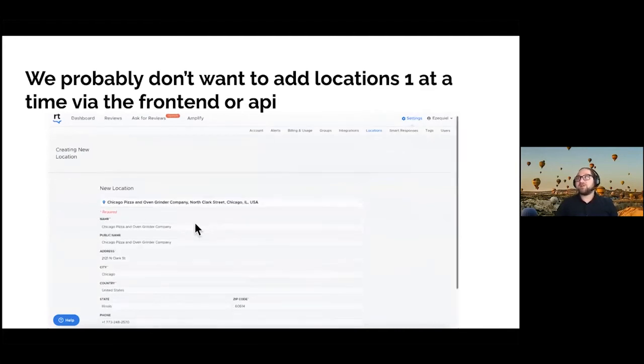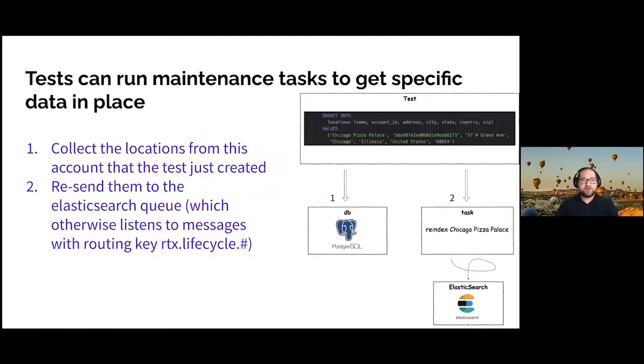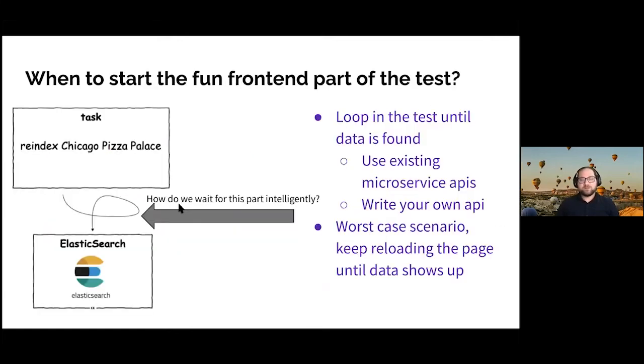So what I would posit, and this is the key takeaway from my talk, is that tests can run maintenance tasks to get specific data in place. So the test creates locations directly in the database, not through the API. And it creates only the locations it needs for its tests. And then we run one of these maintenance tasks to resend all those locations to the Elasticsearch queue and only do that.